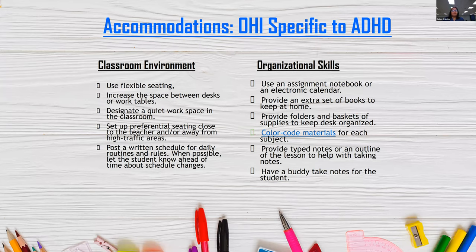Again, a couple ways to help the student with their organizational skills, you can see on the other side, is to maybe assign notebooks. Different color, you can color code the notebooks. You can also provide extra set of copies for books at home. So instead of having them carry it up to school and back home if they're doing face-to-face, you can let them have a copy. If there's enough sets, have them a copy at home.